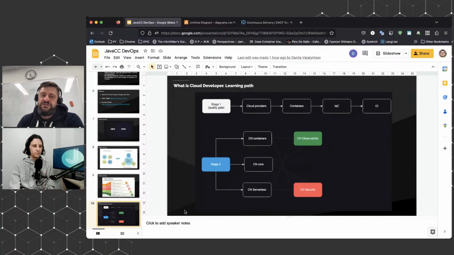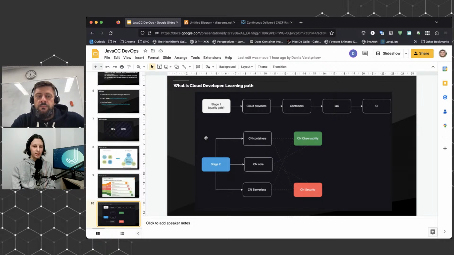So in our opinion, the learning path for cloud developers should be divided into simple stages. On the first stage, for example, we would like to make an overview. What are cloud providers? What are containers for? What does infrastructure as code mean? What is CI? There is nothing about programming languages, no Java at this stage, because you just need to be aware of these things to understand how tools work. Even if you later have to switch to another tool, you will easily understand how it works internally, and you will spend much less time implementing it on your project.